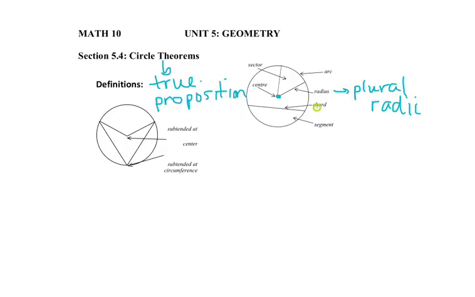Now, a segment and a chord do not involve the center. A chord goes from two points on the circumference and does not go through the center. If a chord did go through the center, we would call it a diameter. So a chord goes through two points on the circumference, not through the center. A segment is formed from a chord and an arc of the circle, again not going through the center. So both of these do not include the center.